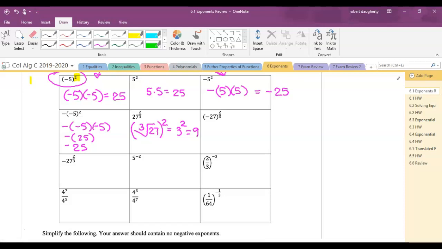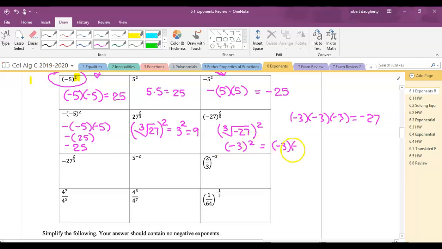The next one, negative 27 to the 2/3. So this is the cube root of negative 27, and I'm going to square that. So what's the cube root of negative 27? What number can I multiply by itself 3 times and get a negative 27? That's going to be negative 3, because negative 3 times negative 3 times negative 3 is negative 27. So this tells me this is negative 3 squared, which is negative 3 times negative 3, which is 9.